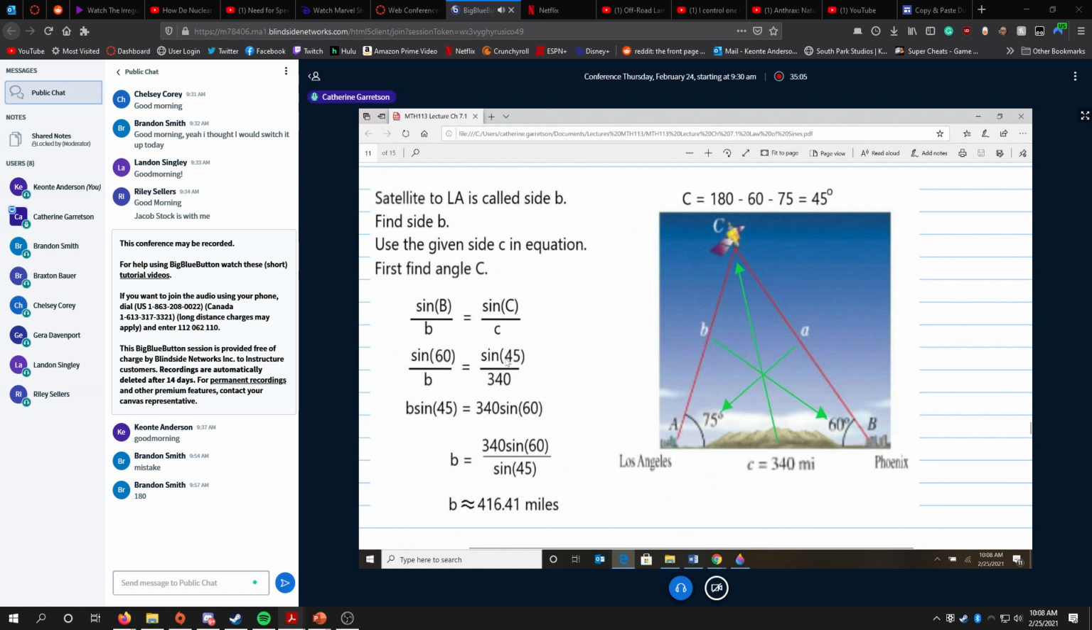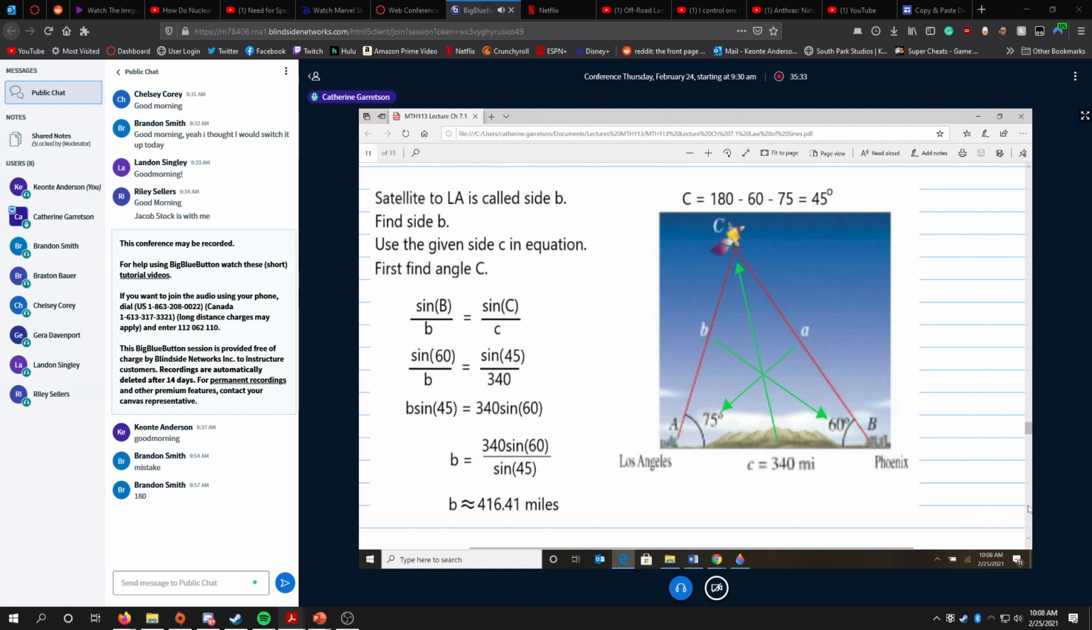So I do my cross products, and then I divide by sine of 45, and this is what B is equal to. Then if I put this in my calculator, we find that the satellite is about 416 miles away from Los Angeles. Okay, anybody have a question on that one?